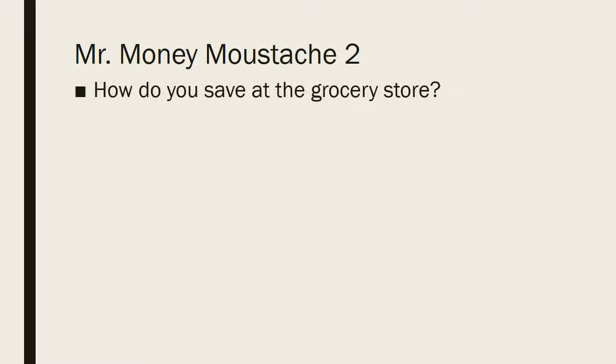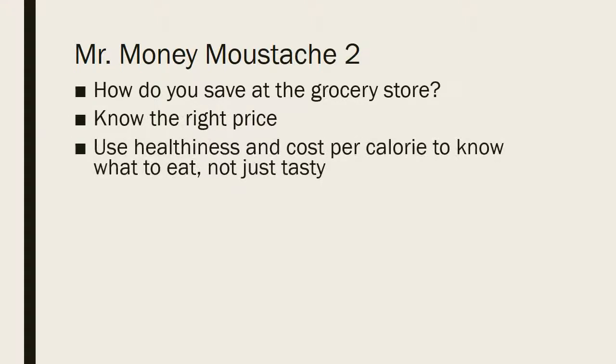So you turn brave and you say, okay, so I'm going to get some healthy, delicious, awesome food at the grocery store instead of at, say, a restaurant. Well, that's where Article 2 steps in, and it's walking through how to save money at a grocery store, and it comes down to just a few things: knowing the right price for things, using healthiness and cost per calorie to know what to eat, not just what's tasty, but focusing on health as well.